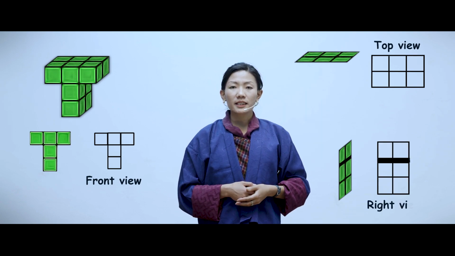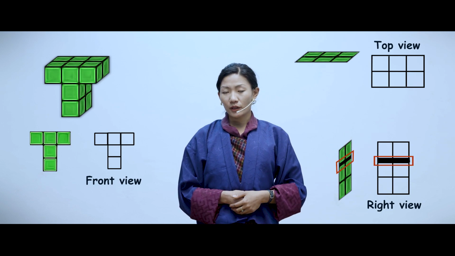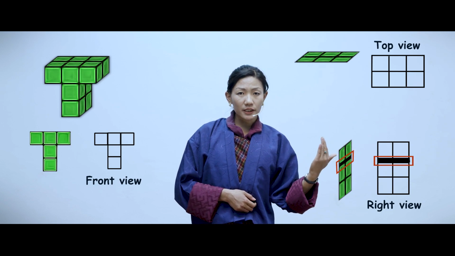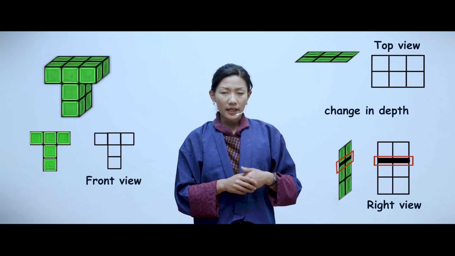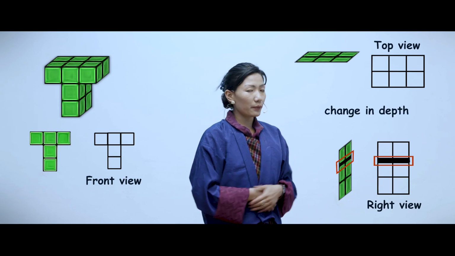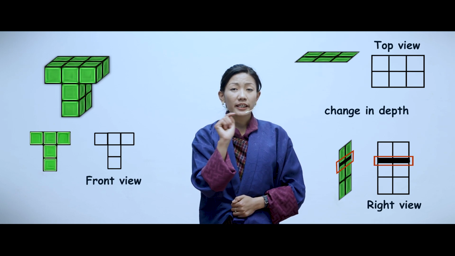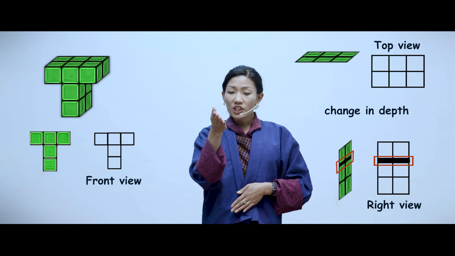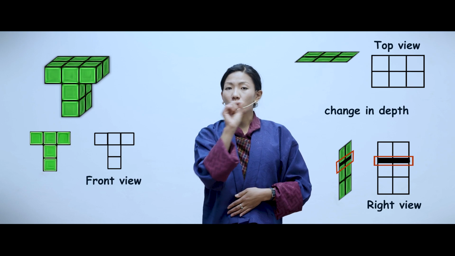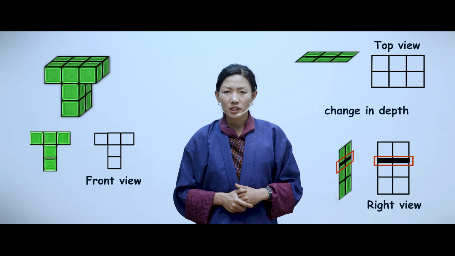Now let us look at this structure from the right. Okay? If you look at it from the right, you are going to see 6 square faces, right? And then you put it in this way. Now do you notice that there is a thickened line there? Well, to show the change in depth, we use a thick line or a darkened line. Okay? What is the change in depth?